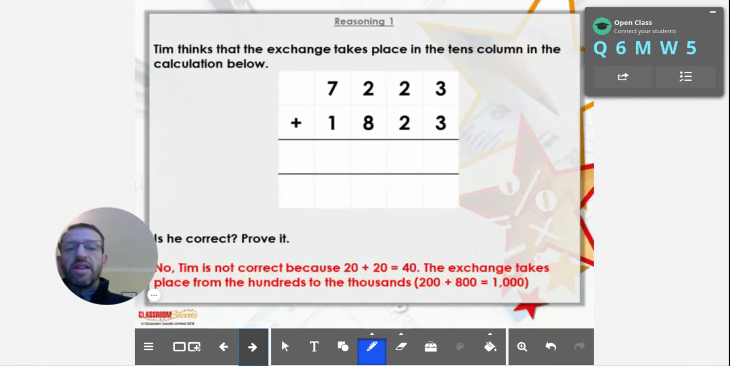Answer's going to look something like this. No, Tim's not correct because 20 and 20 is just 40 and the exchange takes place from the hundreds to the thousands. So that's the sort of thing you actually have to write down in a sentence using capital letters and full stops and your best handwriting.